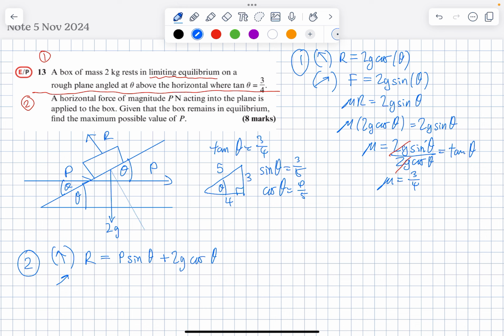And then I'm going to go up the plane. So what have I got going up? I've got P cos of theta. And in the other direction, I've got 2g sine of theta. That's my weight. Now, remember, it was in limiting equilibrium, but now I'm applying P, and I want the maximum P. So I'm going to take my friction in the other direction, and it remains in equilibrium. So that's going to be Fmax.